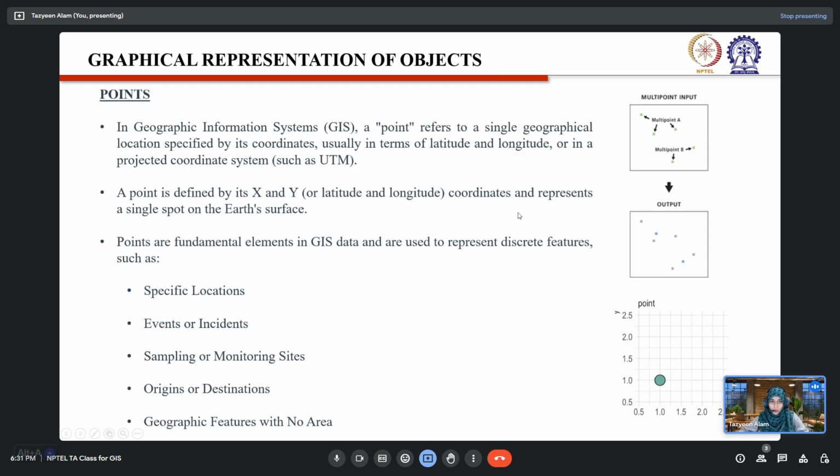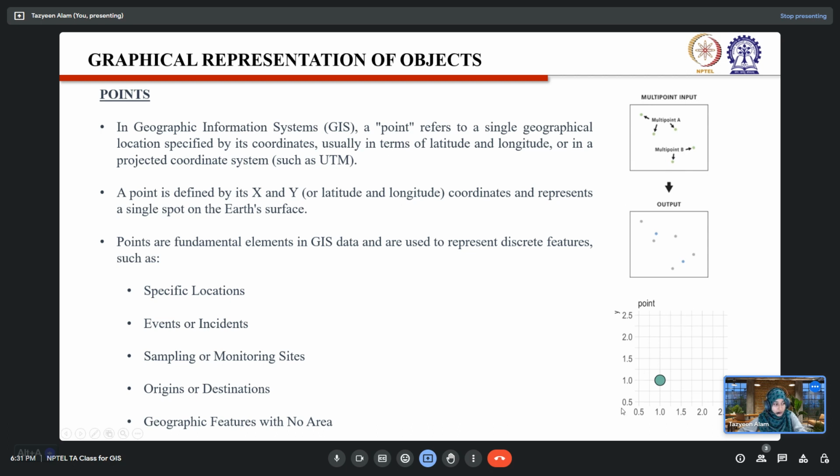So let us discuss points in a little bit more detail. In a geographic information system, which is GIS, a point refers to a single geographic location specified by its coordinates, usually in terms of latitude and longitude, or in a projected coordinate system such as UTM, right? If you look at this diagram, here you have a multi-point input, multi-point A and multi-point B. After putting this multi-point input in your GIS, this is the type of output that you get, which is in the form of points.